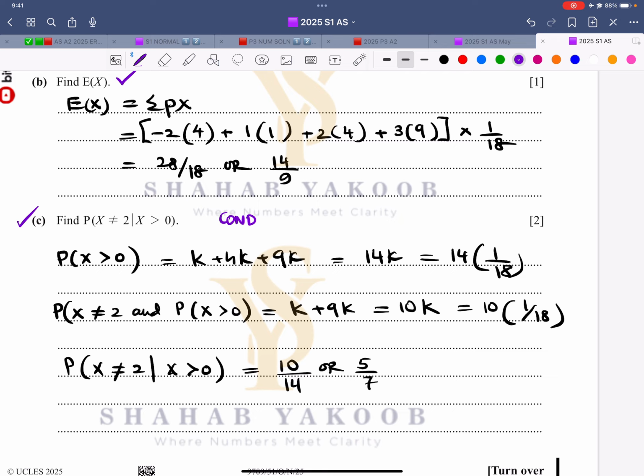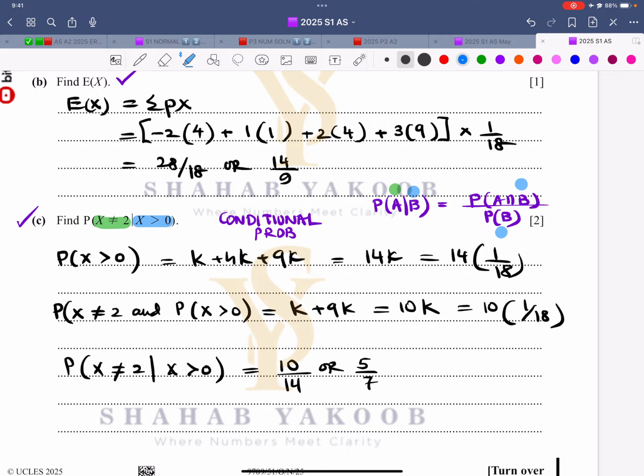This is conditional probability. Let me write the official formula, that is probability A given B. Probability of A occurring given B has already occurred. B is the condition. It is probability of A intersection B divided by probability of B. Now over here, which one is B? B is this one, that is x is greater than 0. And which one is A? A is this one, probability x does not equal 2, given that this condition is fulfilled.